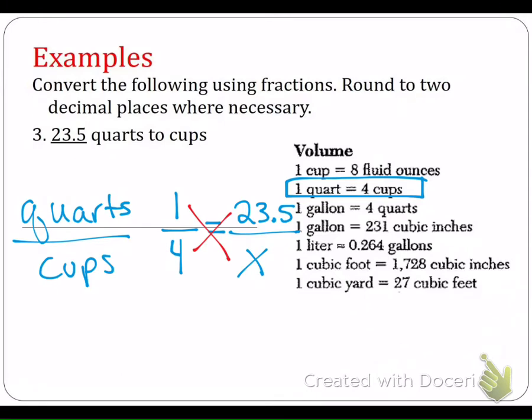All right, cross multiply. We have 1X equals... You are correct. 94 what? Cups. The X was on the bottom. The bottom represents cups. 94 cups. No one has 94 cups. Who has 94 cups? If you're making a recipe for a whole bunch of people.